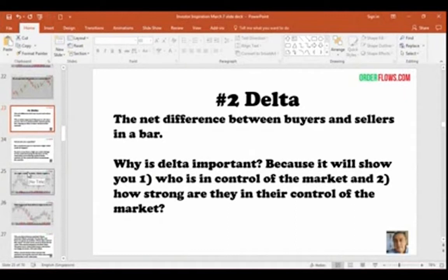Number two, the second part of order flow I want to talk about today is delta. What delta is, it's the net difference between buyers and sellers in a bar. And why is delta important? Well, because it will show you, one, who's in control of the market, and two, how strong they are in their control of the market.